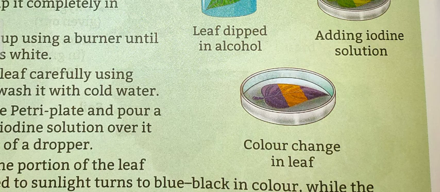What is the conclusion we got from this activity? The blue black color indicates the presence of starch and is a positive result for the starch test. The portion of the leaf that was exposed to sunlight was able to prepare its food and store starch. The portion covered with the black paper could not prepare its food because it did not receive any sunlight. Thus, no starch formation took place in that part of the leaf.